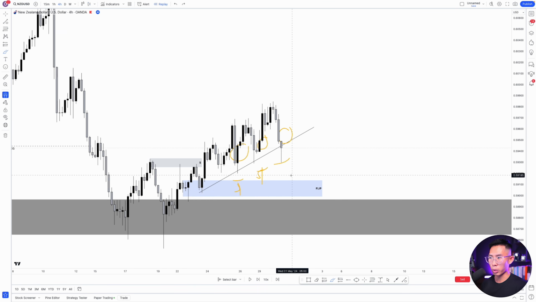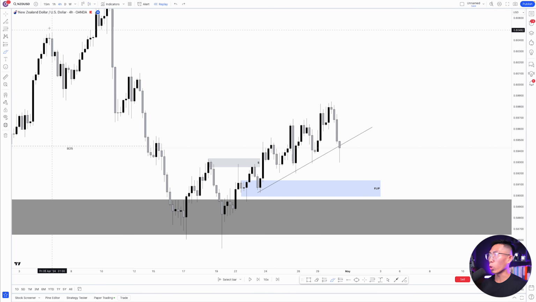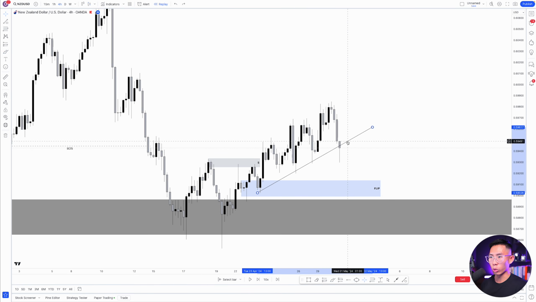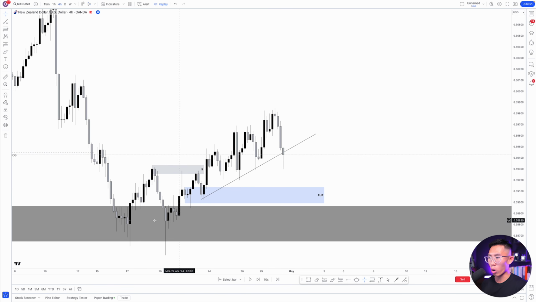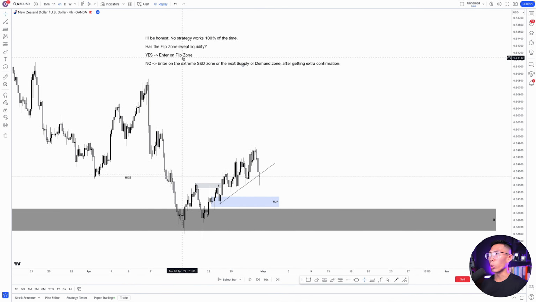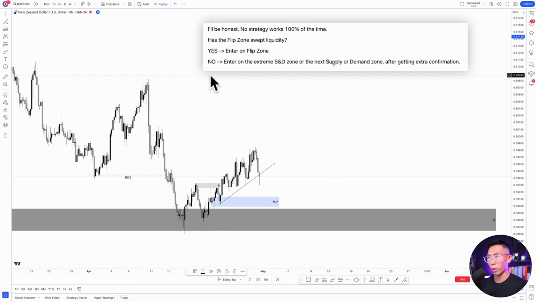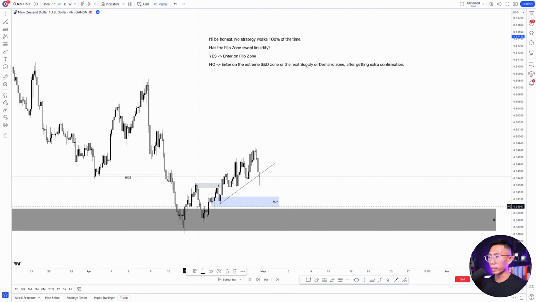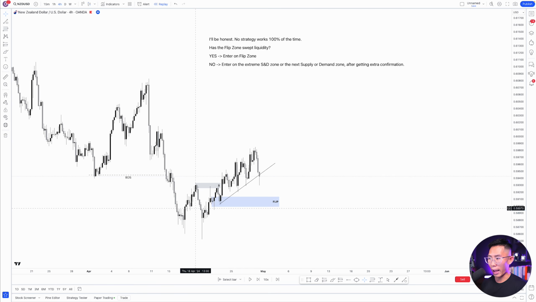So in this example right here, price has not swept the liquidity whatsoever. So what we could potentially do is to wait for the liquidity sweep to happen. Wait for price to sweep all this available liquidity, and then we enter for the trade. So once again, if you look at the guide that I have right here, if it has not swept liquidity, right, you want to enter either on the extreme supply or demand zone or the next supply or demand zone. So in this scenario right here, this will be the extreme zone, right?